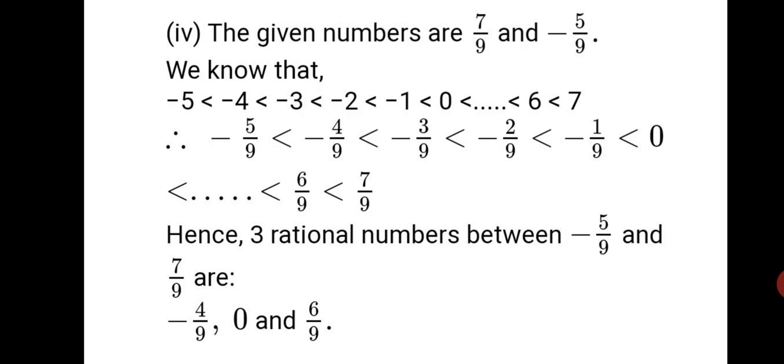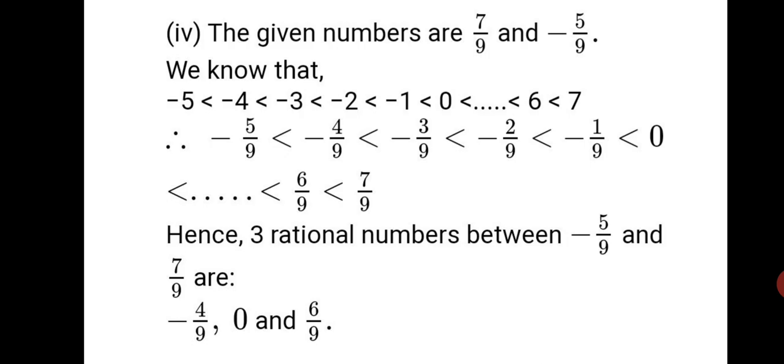The given numbers are 7 upon 9 and minus 5 upon 9. So this is quite easy because the denominators are already the same, equal. So we know that we have to compare between the smallest and the biggest number here. Minus 5 is smallest, negative number comes first, and then 7. So between minus 5 and 7 we have minus 4, minus 3, minus 2, minus 1, 0, 1, 2, 3, 4, 5, 6 and finally 7.